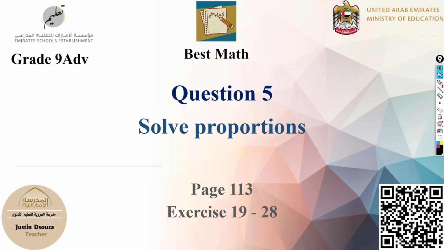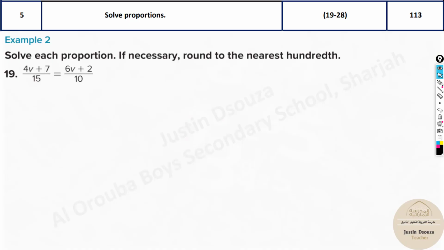Moving on to question number 5, which is to solve proportions. This is again similar to the previous topics. It is just the same method, same concept, but a bit longer this time. You can see the problems are like this. Here we have to solve each proportion, if necessary round off to the nearest 100. Now this is the question here.